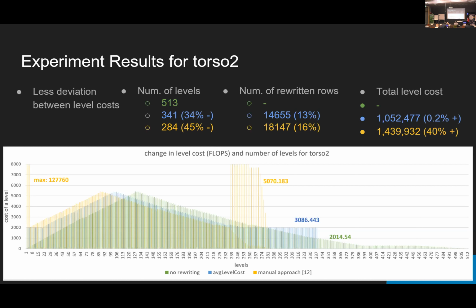If we look at the total level cost, we see a very slight increase in the total cost with our approach, the blue one, whereas the manual approach just went off the charts since it is completely blind to this sparsity pattern. I think that slight increase is still reasonable.